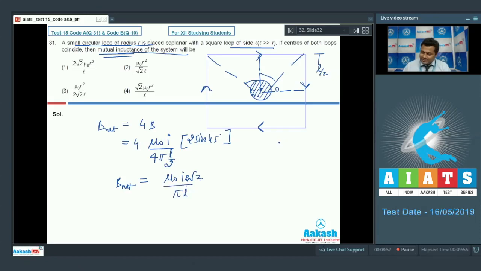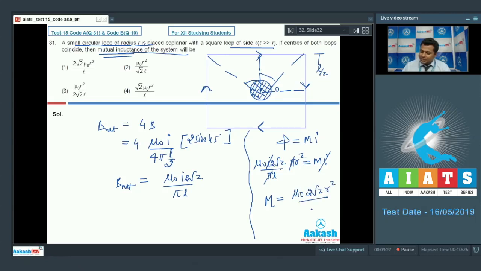Now, we know very well that flux is given by M into I. Flux phi equals magnetic field into area. Magnetic field is mu naught I 2 root 2 upon pi L. Area of this circular loop is pi small r square, equals M into I. I cancels out, pi cancels out. The mutual inductance we have got is mu naught 2 root 2 r square divided by L.